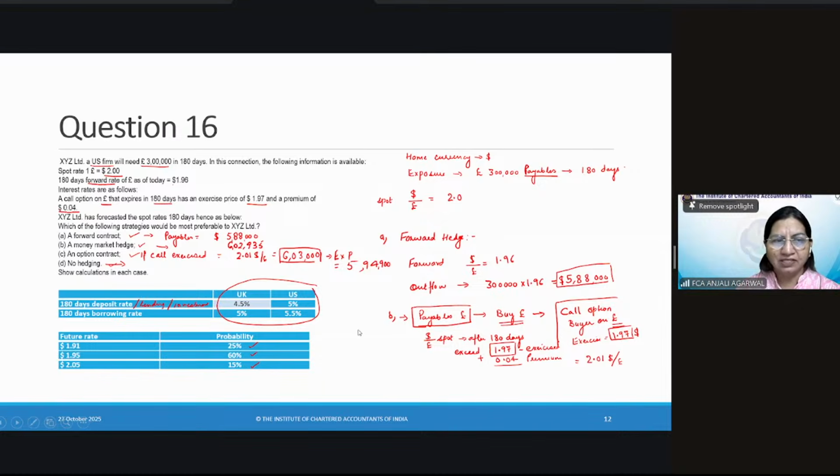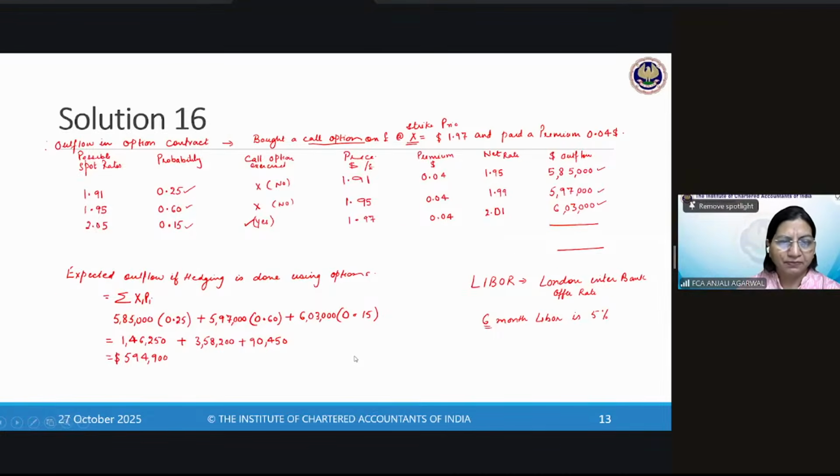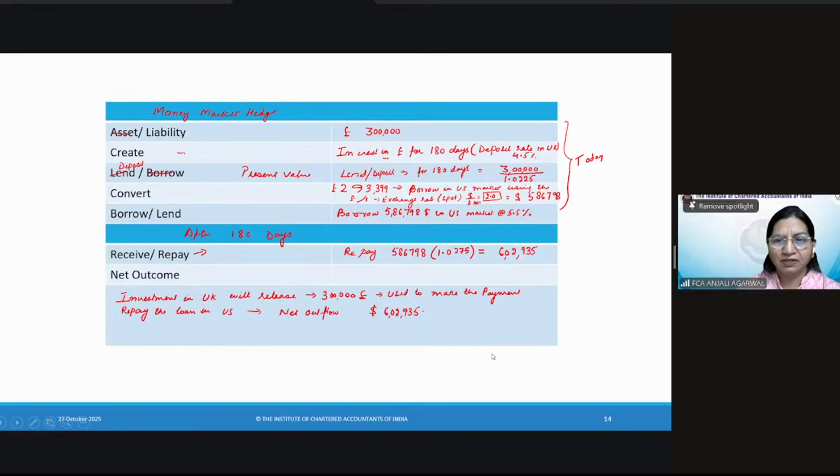All right. The last part, no hedging. If there is no hedging, we simply use the expected spot rate after 180 days, and basis that, we calculate our outflow in dollars. However, the expected spot rate is not given, which again we will have to calculate in this question. So, a small part is also left here. The fourth part.